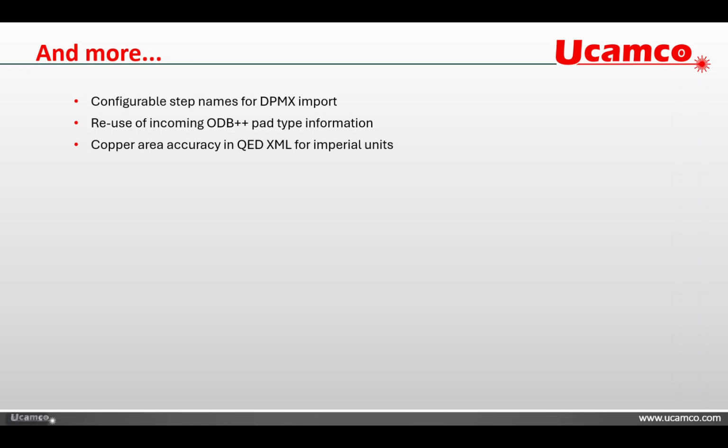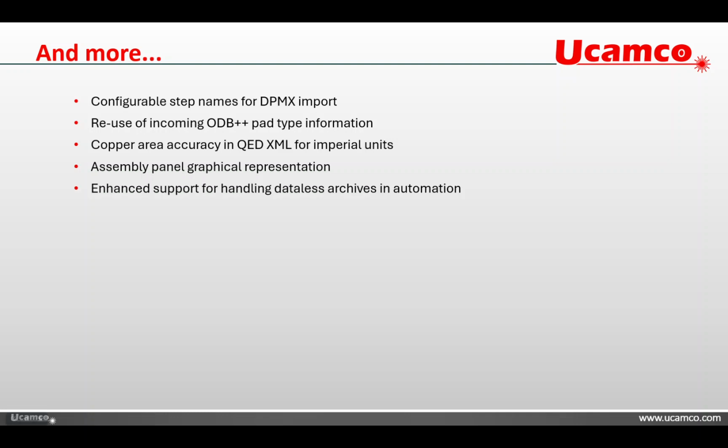There is something changed in QED XML for the copper accuracy in imperial units. We used to write square mils there, which was a very weird one. Now this has changed to square inches so that it more or less reflects what is on the QED PDF. The assembly panel graphical representation is a minor thing where we have streamlined it with what you see and do in the panel sizes editor.